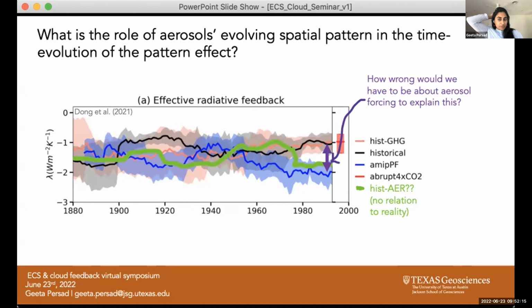So I'm going to present results from a paper we did a couple years ago that shows how the efficacy of aerosols depends on where they're emitted from. And then I'll show some preliminary analysis that tries to scale up that thinking into how this would manifest in the total aerosol contribution to this time evolution as the global spatial pattern evolves through time.